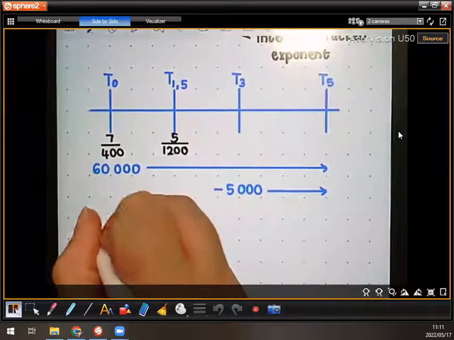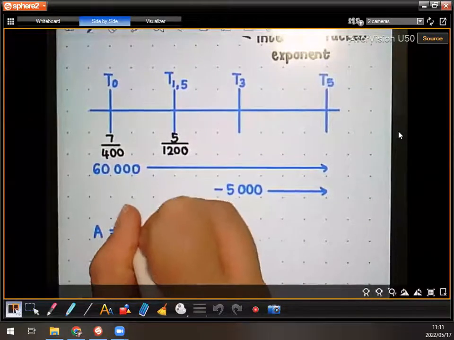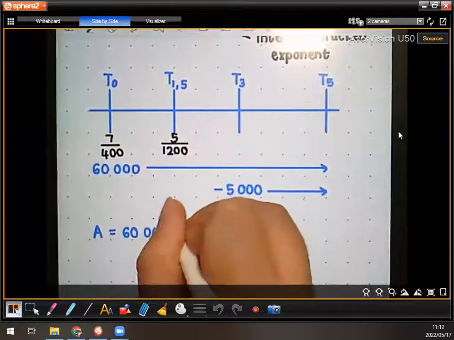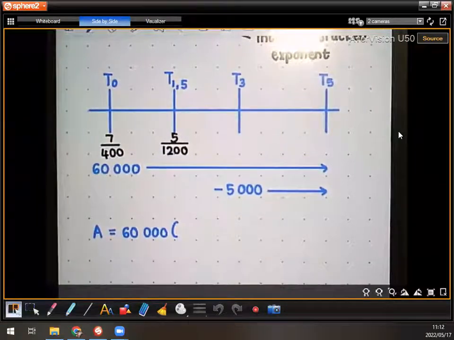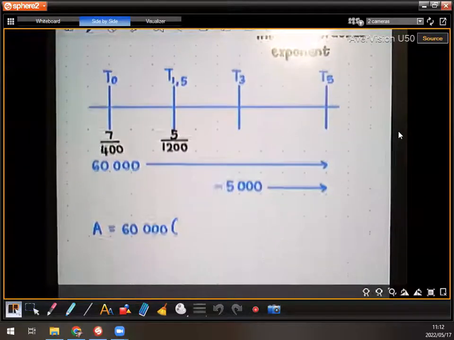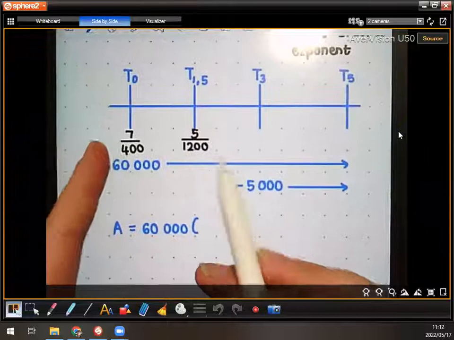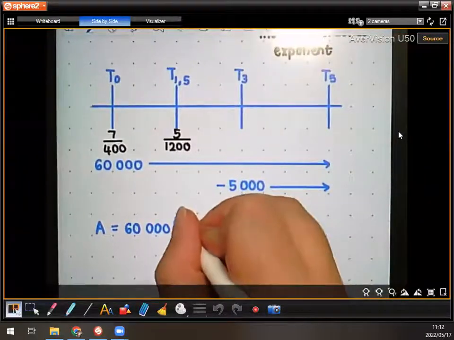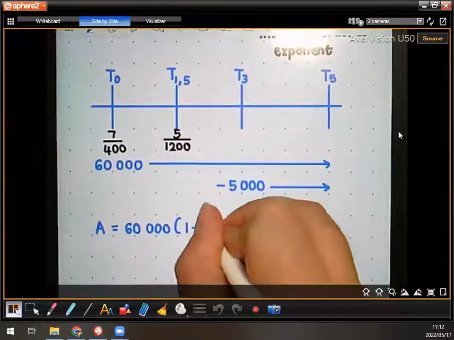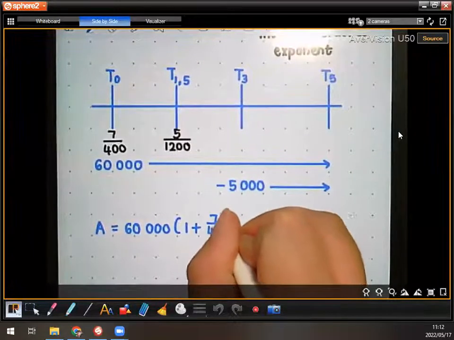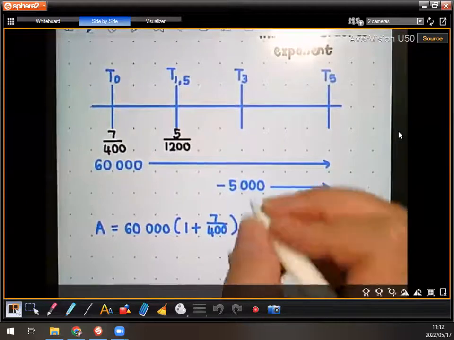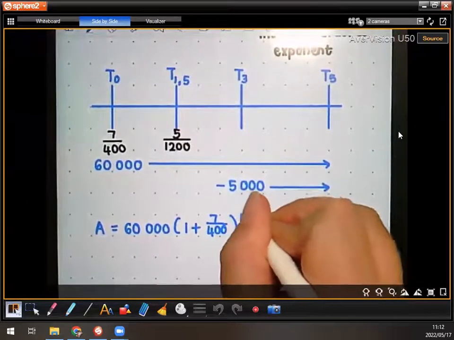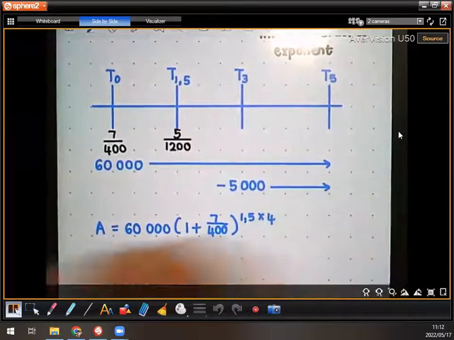I'm going to say A is equal to 60,000, and we pretend that the 60,000 rand is in the account until the end of 5 years, because then that's a simple calculation, right? It's just like what we did above. We're going to say it's at 7% for 1.5 years. So we're going to do 1 plus 7 over 400 for how many years? 1.5 years times 4 times a year.